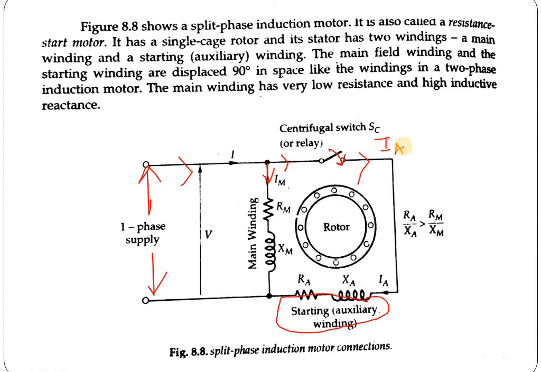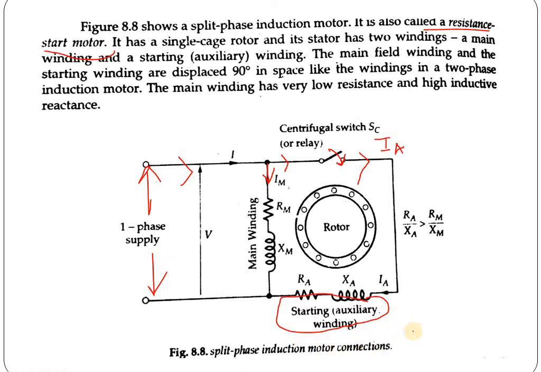In that way, by changing the inductive effect, we can vary the phase. So here that phenomenon is taken into account to split the phase. This type of motor is also called a resistance start motor. Here we don't use any capacitor, we only have connected some resistance and some inductor, and variation of the values of inductive effect and resistive effect will create the effect of phase difference. So how this is possible, now I am telling you.